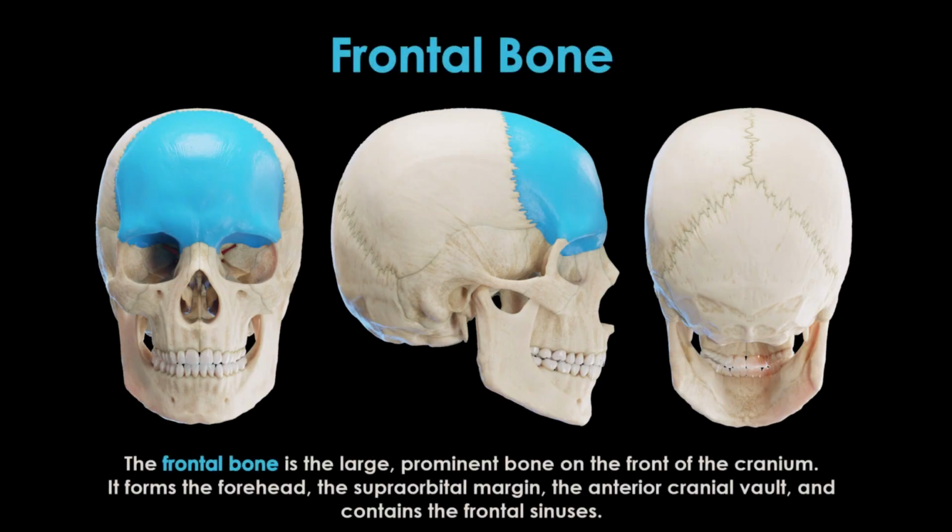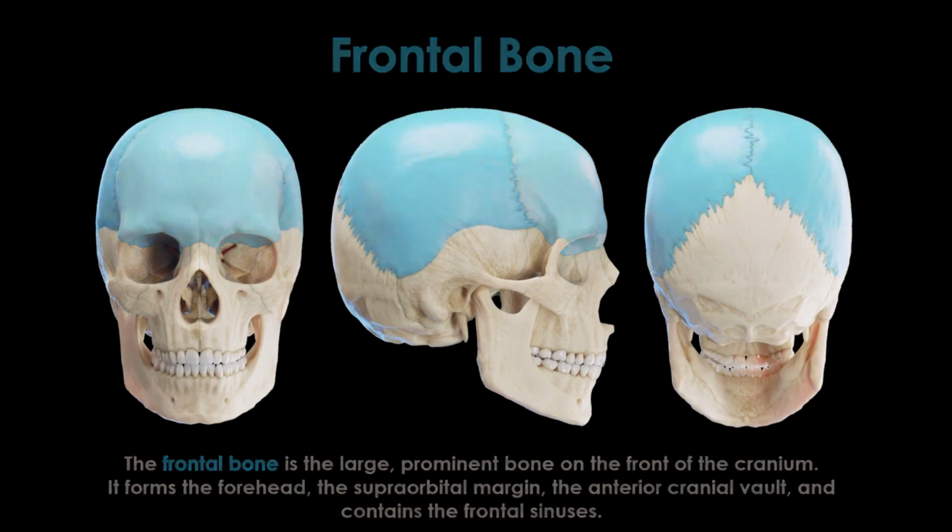The frontal bone is the large prominent bone on the front of the cranium. It forms the forehead, the supraorbital margin, that's the upper eye socket, the anterior cranial vault, that's just the anterior portion of the brain cavity, and the frontal bone contains the frontal sinuses, which we'll see when we look at the cross-sectional images of the frontal bone. The posterior edge of the frontal bone articulates with a pair of bones called the parietal bones.